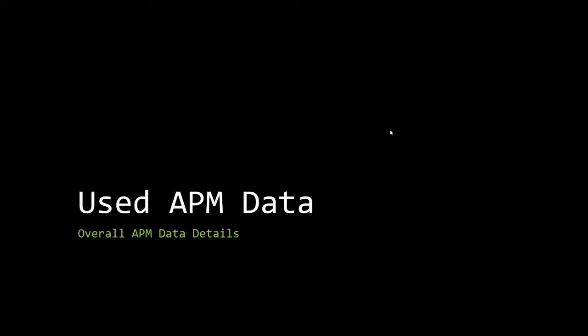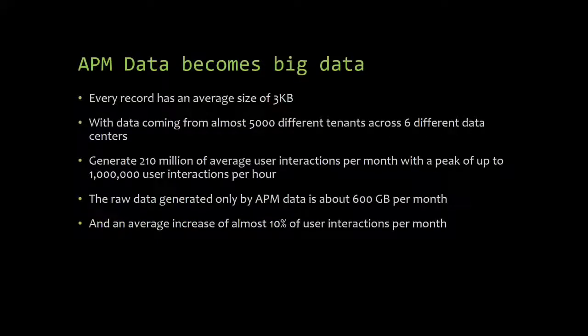APM data used in this project. APM data is big data. For example, every record in this dataset has an average size of 3 kilobytes. Data comes from almost 5,000 different tenants across 6 different data centers. This generates an average volume of 210 million user interaction records per month, with a peak of up to 1 million user interactions per hour.